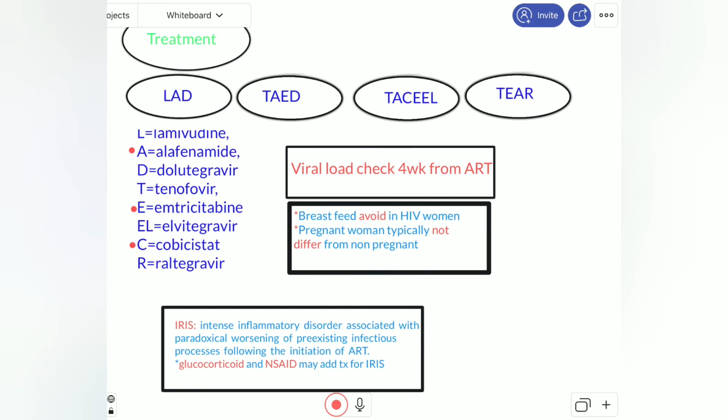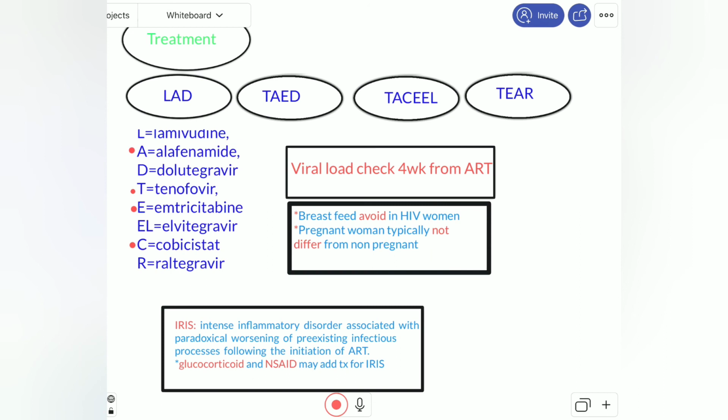Viral load should be checked 4 weeks after beginning of the ART. Breastfeeding should also be avoided in HIV-positive women. Treatment in pregnant women typically does not differ from non-pregnant women, except for that point. Note that alafenamide, tenofovir, emtricitabine, and cobicistat should be avoided.